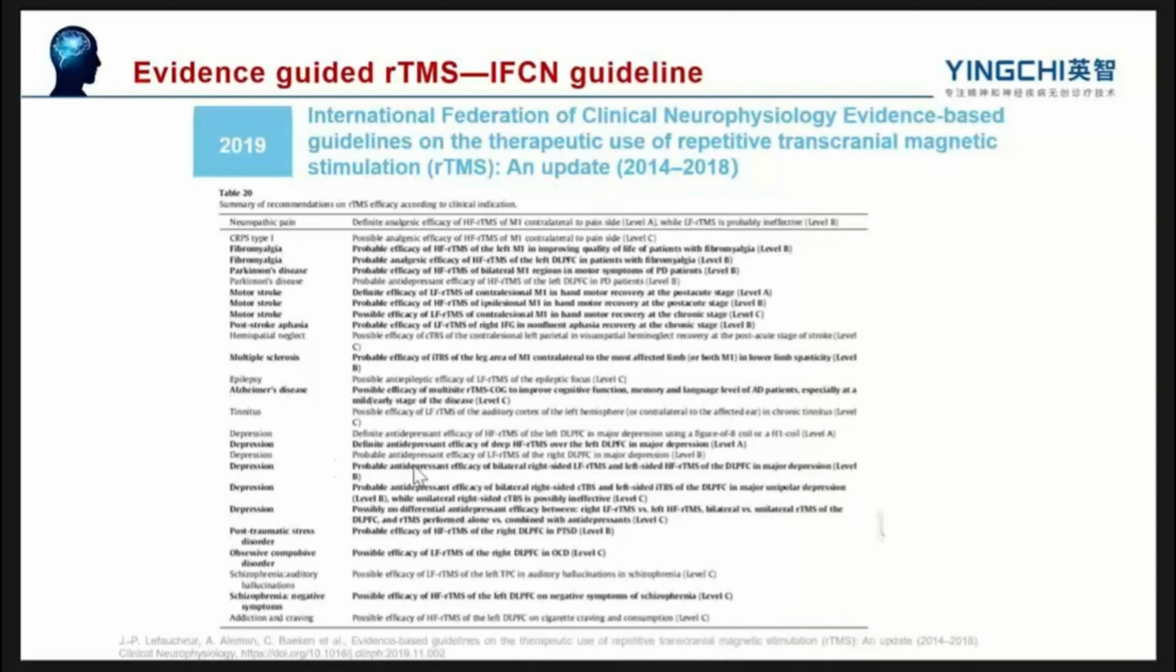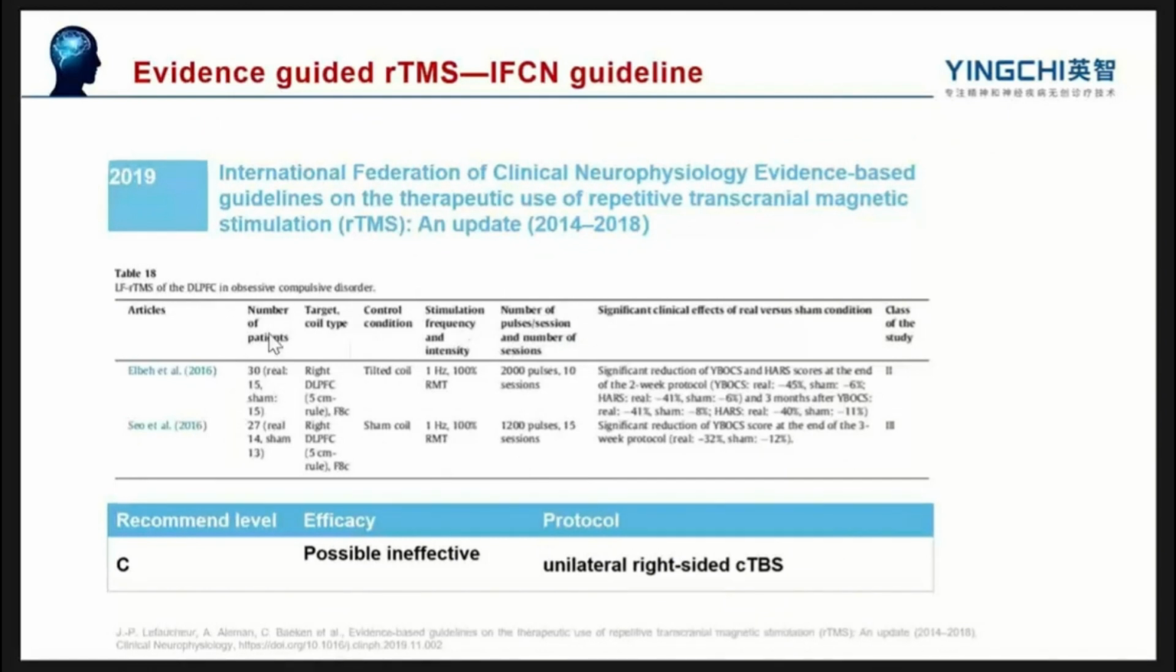We can look through this table and find that rTMS has been recommended in several mental disorders and neurological disorders. For example, there is a level A recommendation, which means it has a definite antidepressant efficacy in depression by using high frequency rTMS over the left DLPFC. And for OCD, the recommendation level is C, because there's still not enough good quality evidence to prove its efficacy in OCD. And these are the researches this guideline referenced to generate this recommendation. Next we will introduce these studies very specifically.